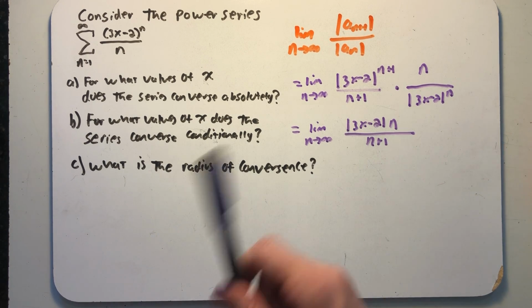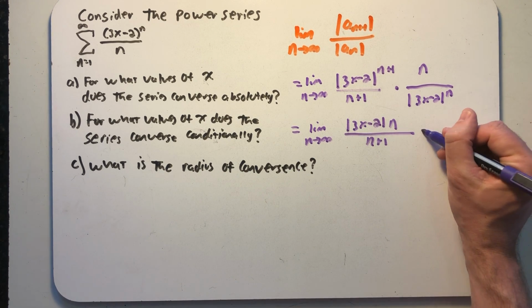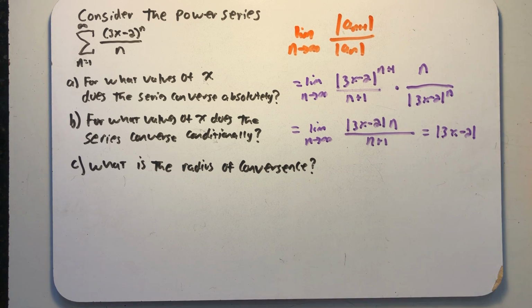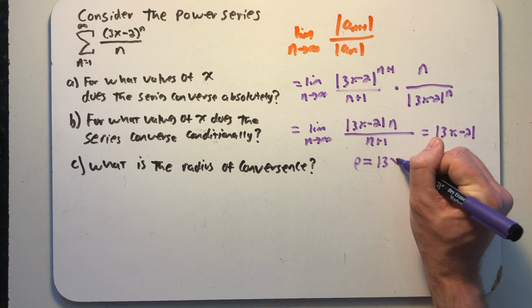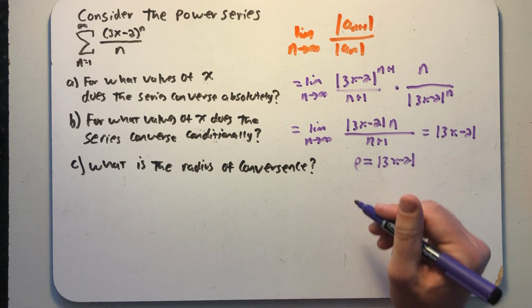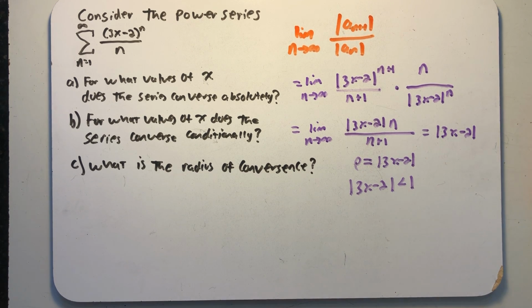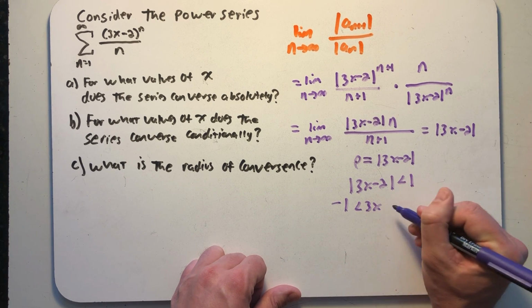Well, in terms of this limit, |3x minus 2| is a constant. n over n plus 1 is going to 1 as n goes to infinity. And so this just goes to the absolute value of 3x minus 2. That is my value of rho here in the ratio test. And so I just need to set rho to be less than 1, because I know in the ratio test when rho is less than 1, that is where my series will converge absolutely.